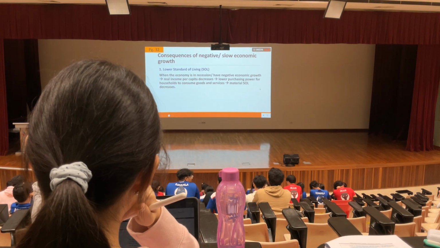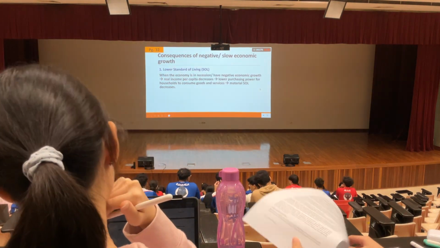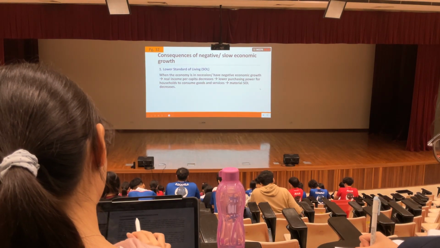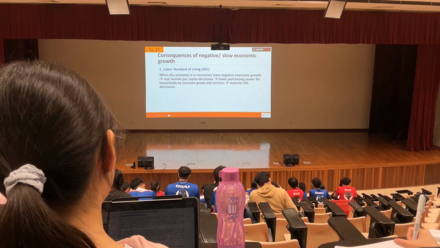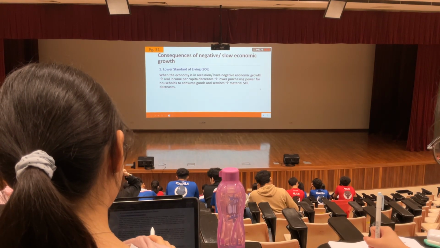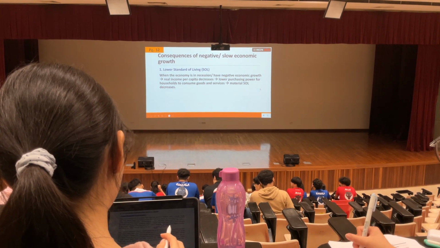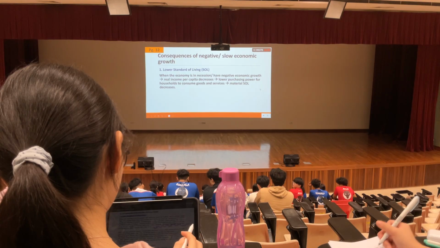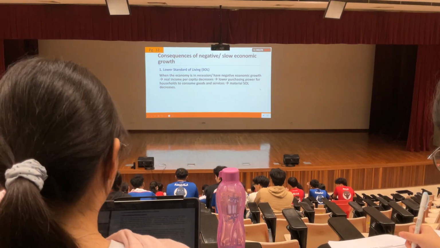So next, I will be moving on to the consequences of negative or slow economic growth. Firstly, if you have negative or slow economic growth, you have a lower standard of living. This is also very intuitive. When the economy is in recession or has negative economic growth, your real income per capita decreases. It lowers the purchasing power of households to consume goods and services. Your material standard of living decreases. This is also kind of covered in your SOL tutorial questions already, right?